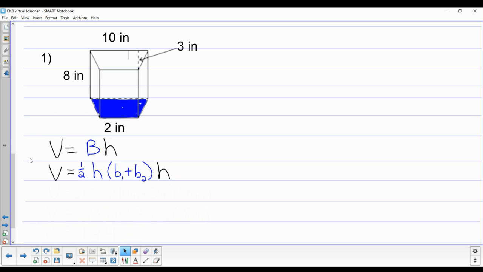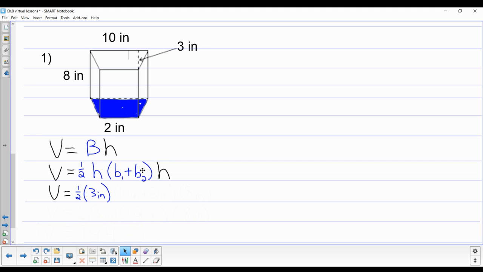Then I go to step 2, plug in. Volume is equal to. Now 1/2 I don't plug in, I already know what 1/2 is. It's a 1/2. The height of the trapezoid, I have to go to the trapezoid and find the height, the distance between these two bases here. The height is 3 inches. I plug in 3 inches. Times base 1 plus base 2.